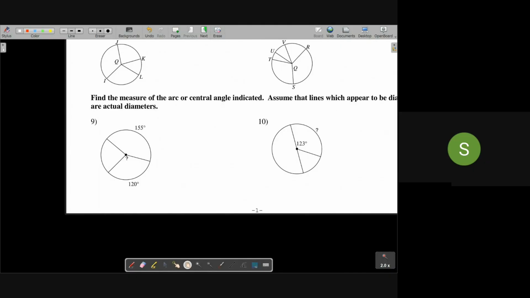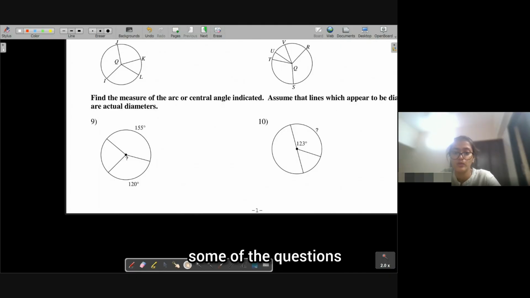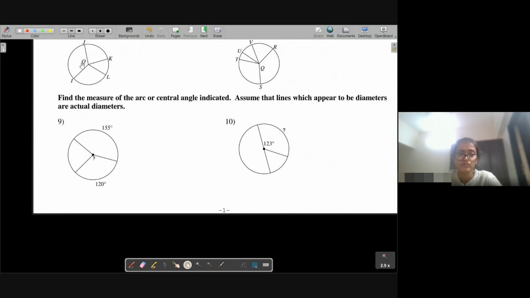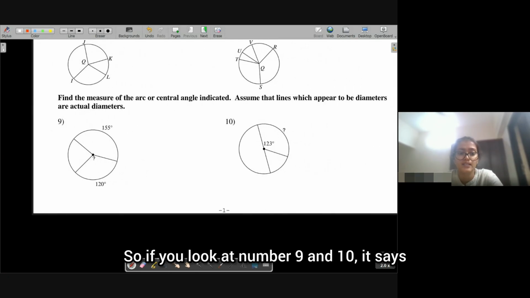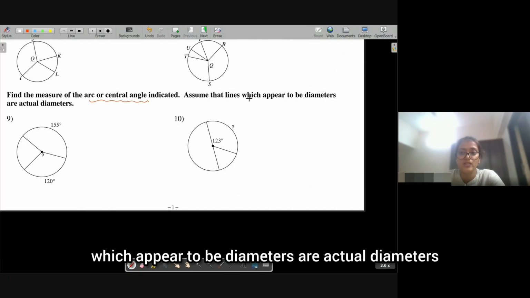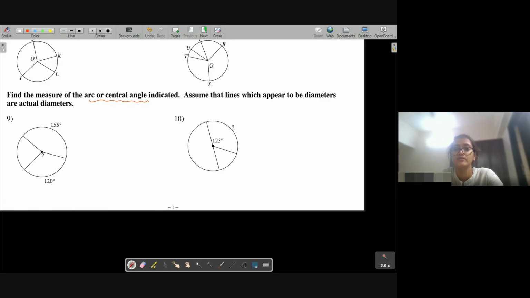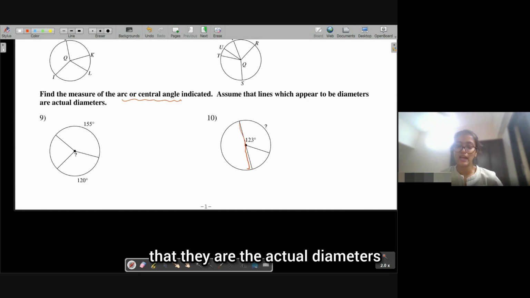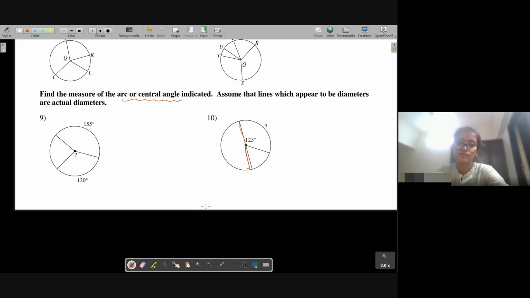If you look at some of the questions, whatever is the arc, that same will be the angle. So if you look at number 9 and 10, it says, find the measure of the arc or the angle indicated. Assume that lines which appear to be diameters are actual diameters. That means this line appears to be a diameter, so we can assume that they are the actual diameters. Okay, so you see the question marks?